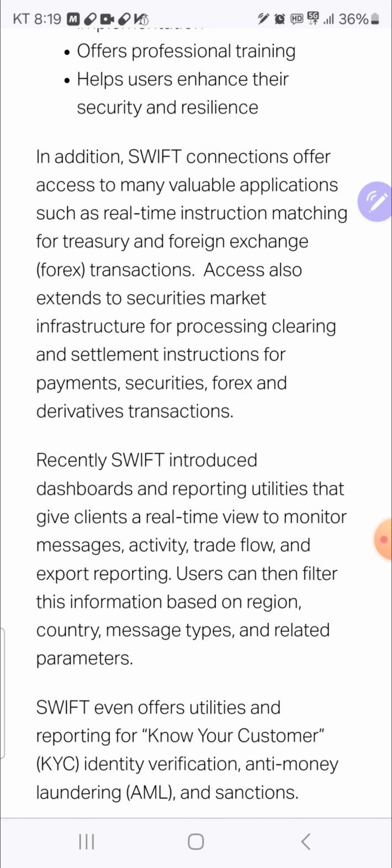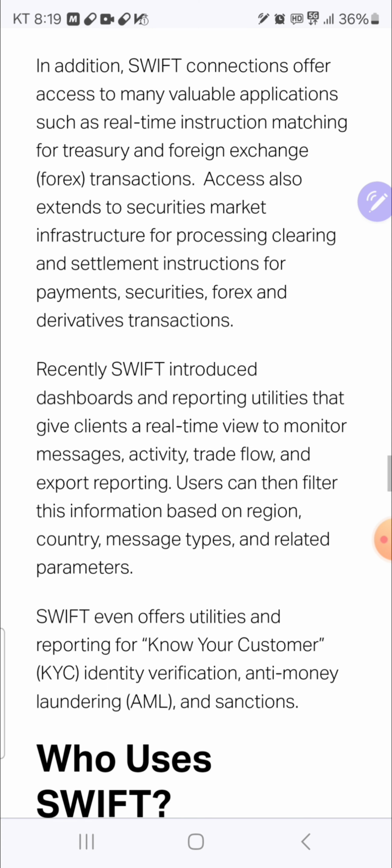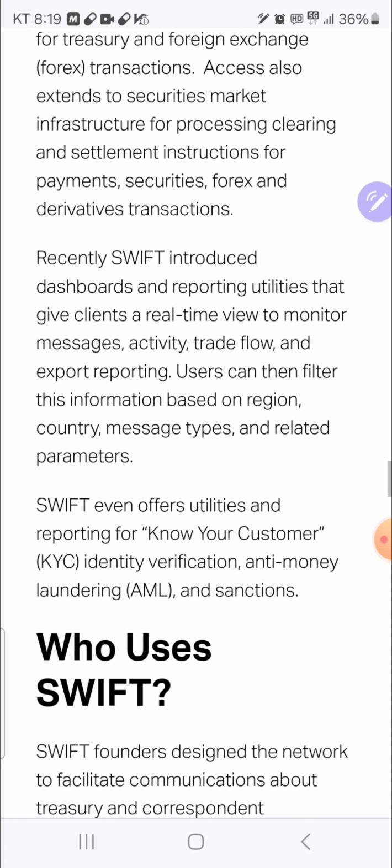Access also extends to securities market infrastructure for processing, clearing, and settlement instructions for payments, securities, forex, and derivatives transactions. So, clearing, settlement, right? Processing, clearing, and settlement. Recently, SWIFT introduced dashboards and reporting utilities that give clients a real-time view to monitor messages, activity, trade flow, and export reporting.